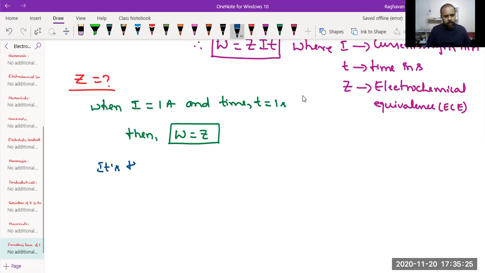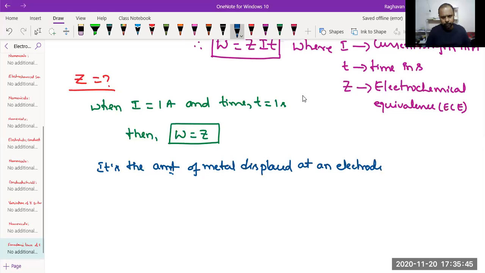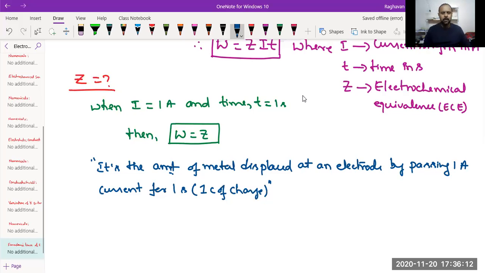It's the amount of metal displaced at an electrode by passing 1 ampere current for 1 second. Nothing but 1 coulomb of charge. Correct? That is what that is. Fine.